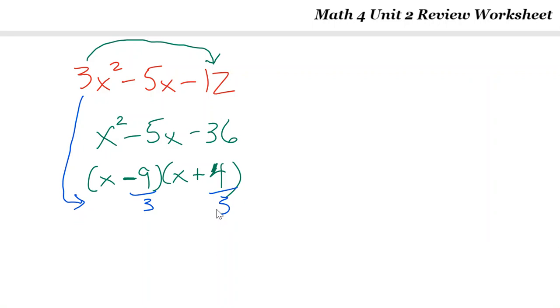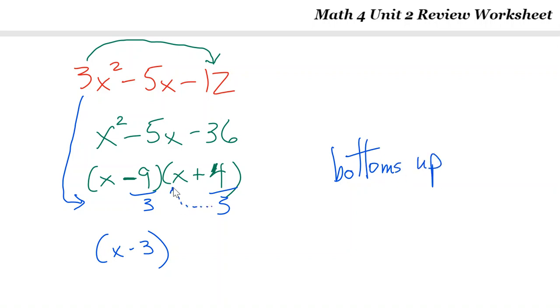Now, we do have one other little trick that we have to pull here, because when I say -9 divided by 3, that is -3, no problem. But I really don't need a fraction in there. That is not going to work. And so this is where we do something that I've heard called bottoms up, where you take the bottom of the fraction and you put it up in front. 3x plus 4.